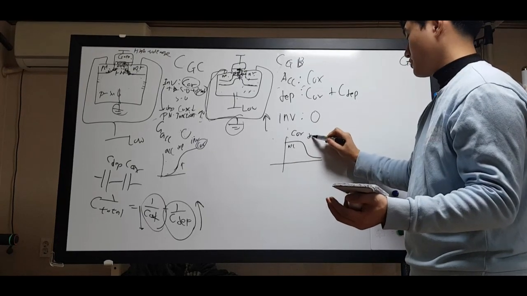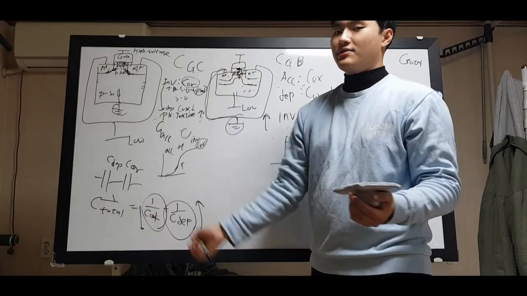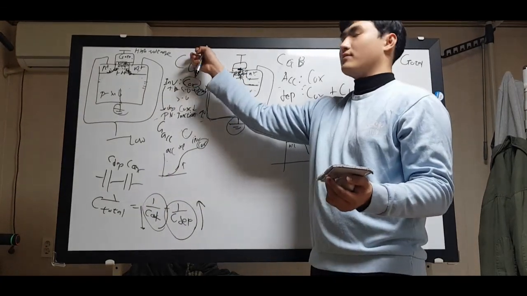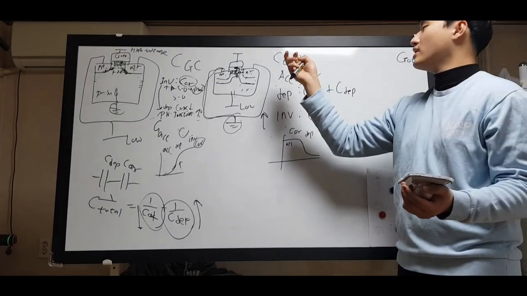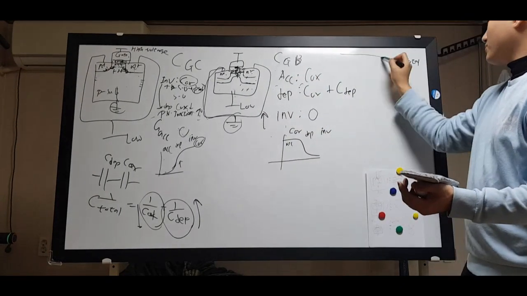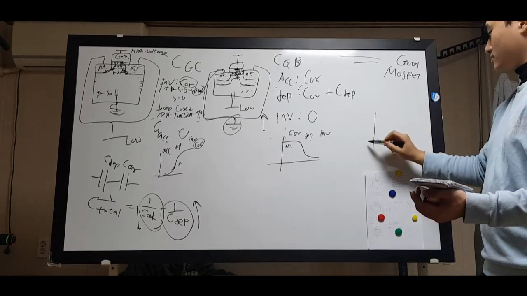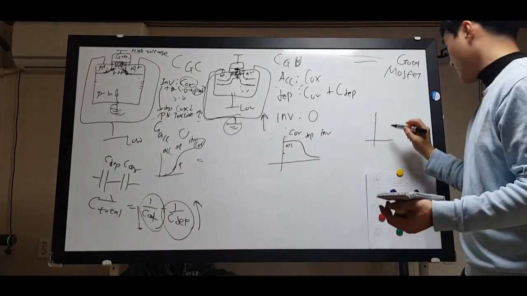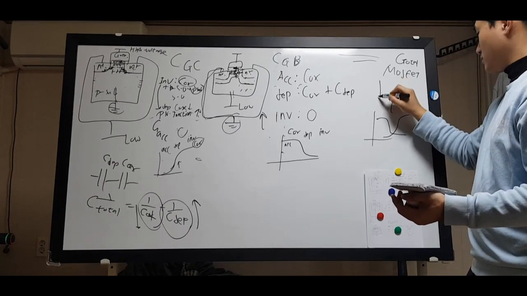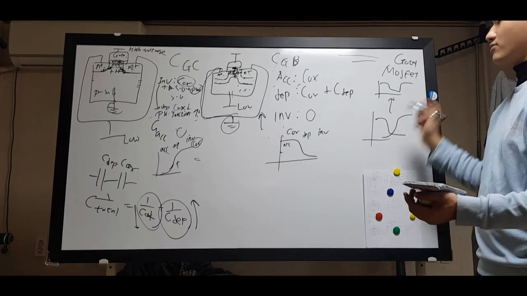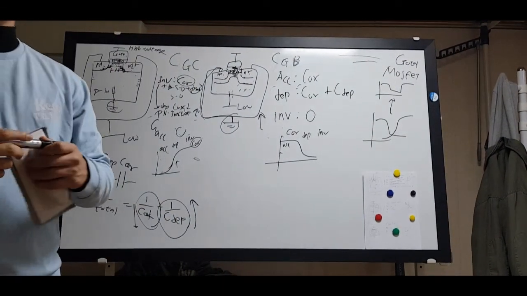Accumulation, depletion, and inversion. By integrating the capacitance from the gate to the channel and the capacitance from the gate to the body, we get the total capacitance of the MOSFET. So integrating these two graphs, it will look like this. Okay, thank you for listening, and this is the end of my short video review. Thank you.